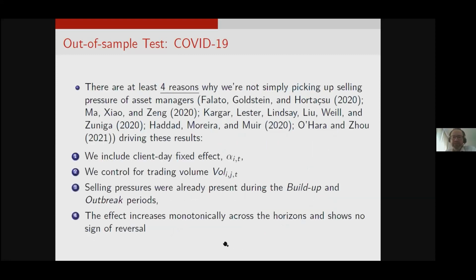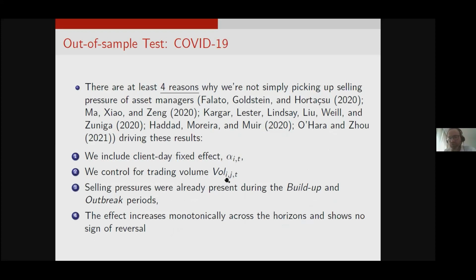In the paper, we discuss this in detail. For example, we already have, as I mentioned before, a client-day fixed effect. So if it's an asset manager who needs connections to liquidate assets and perhaps influencing its performance, that linear effect is already captured by client-day fixed effects.